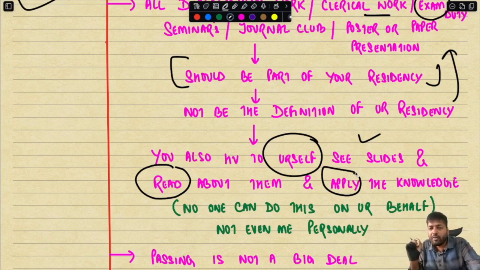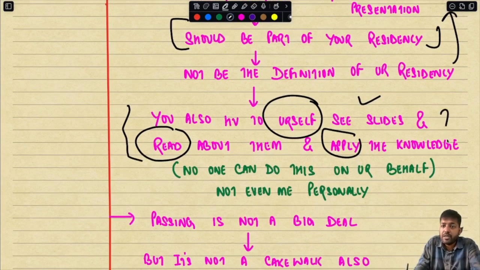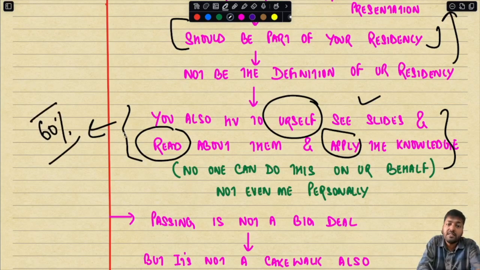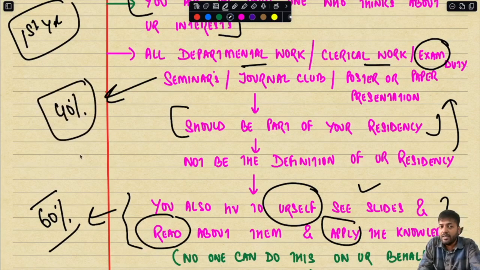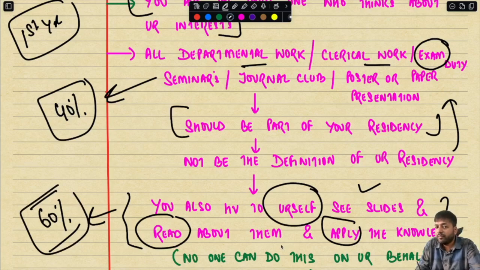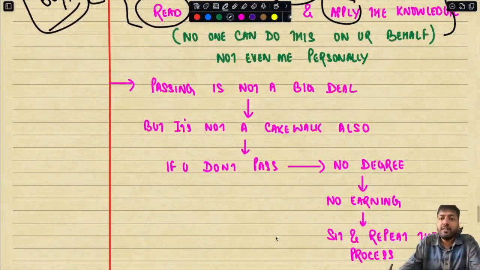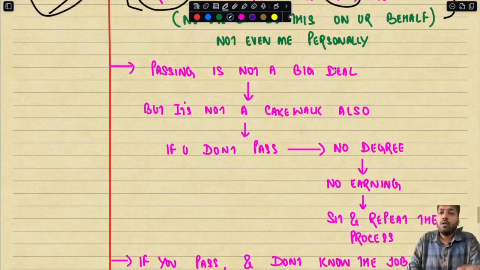So no one can do this particular part. This particular part should comprise 60% of your residency, and all this other work, everything else, should comprise 40% of your residency. Okay, but 60% should be this work. Now, also one thing I will tell you, that passing is not a big deal.